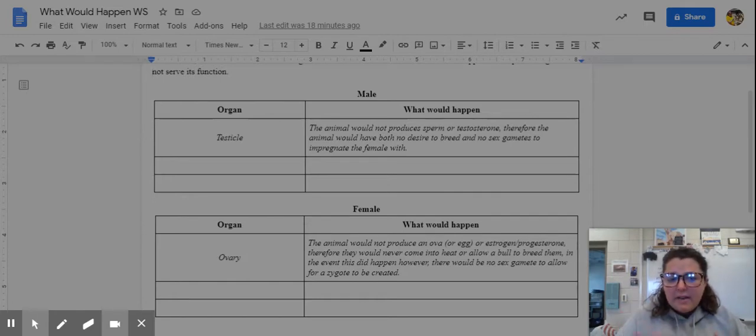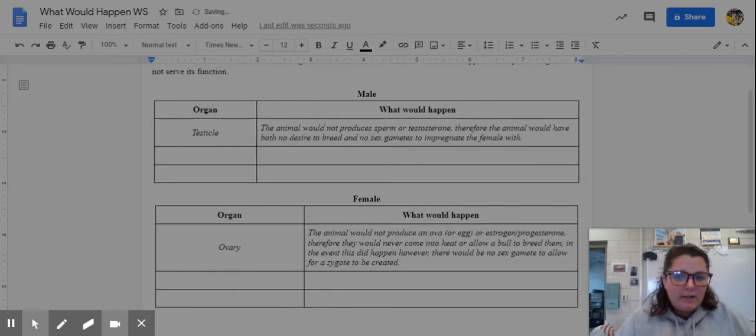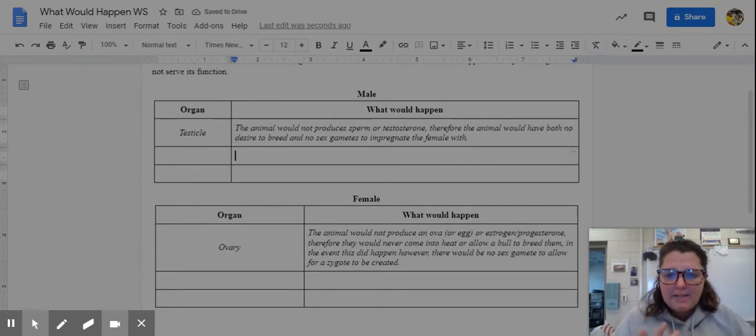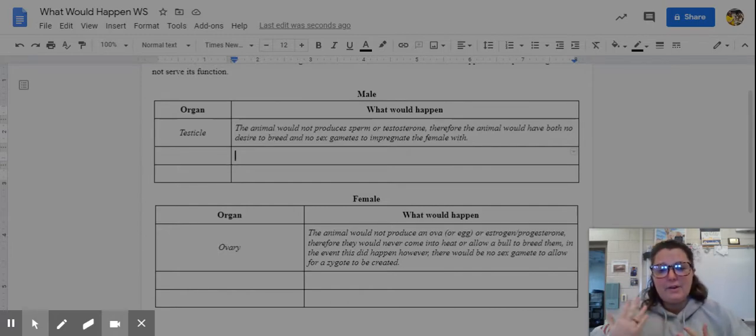Testicles is the organ I'm going to talk about first. In the event that the testicles did not work, they were not functioning, what would happen? In this part right here, you're going to write a statement about what would happen if those organs were not functioning, not playing their role. My statement for this was the animal would not produce sperm or testosterone, because that's the function of the testicle. Okay, you can't stop there though. What would happen in the event they don't produce sperm and testosterone? You have to think of it more as a domino effect. They're not going to make sperm and testosterone, but what domino effect does that have?